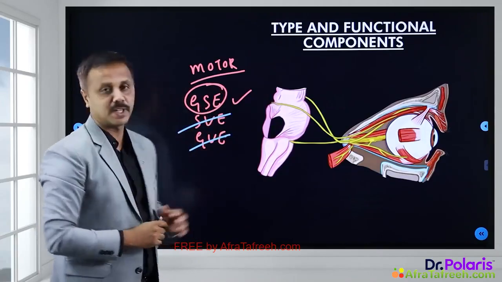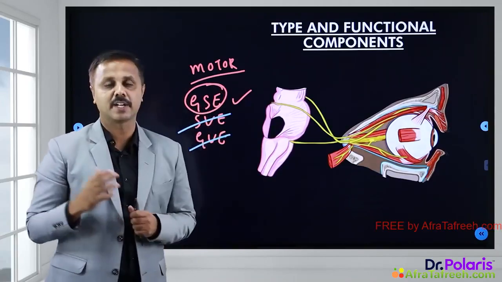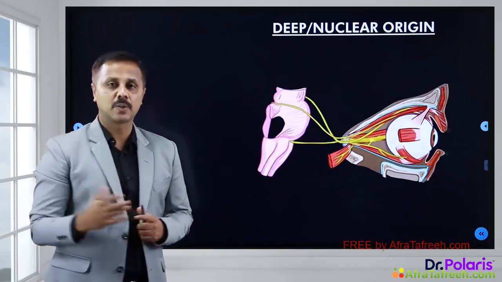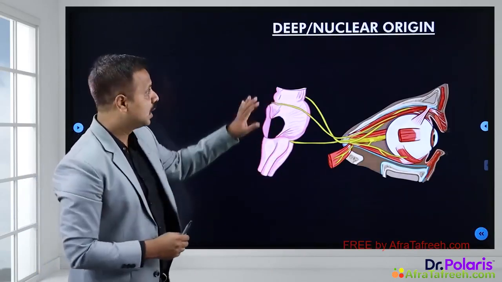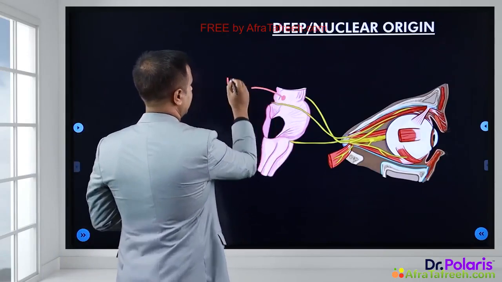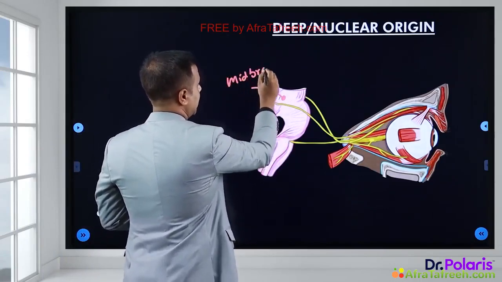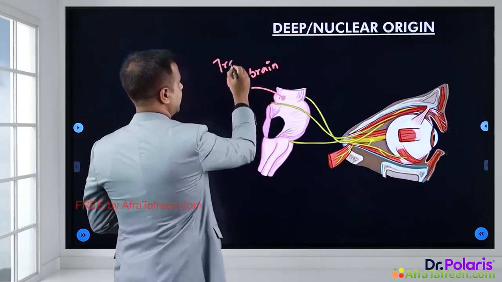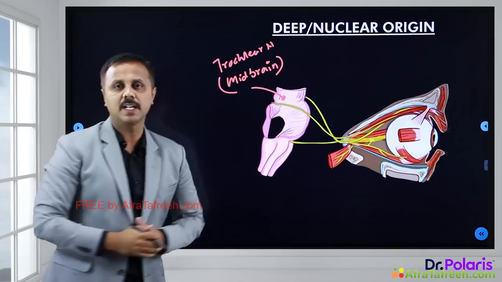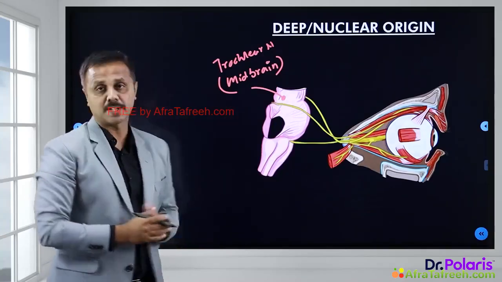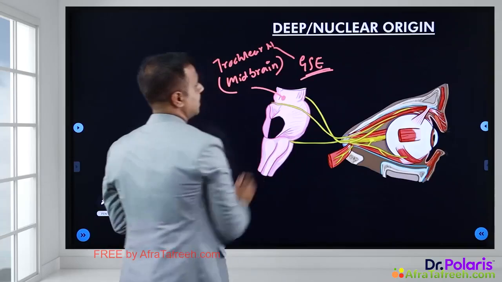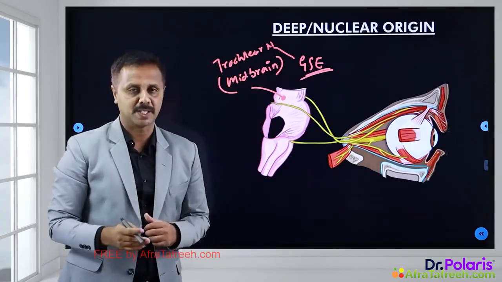Right? Let's try to understand which nucleus represents this general somatic efferent column. If we take a look at the brainstem, the location of the nucleus for the trochlear nerve is in the midbrain. So what is this nucleus? We refer to it as the trochlear nucleus, and where is it present? It is present in the midbrain. And what functional column does it represent? This represents the functional column of general somatic efferent fibers, which supply the superior oblique muscle, right?